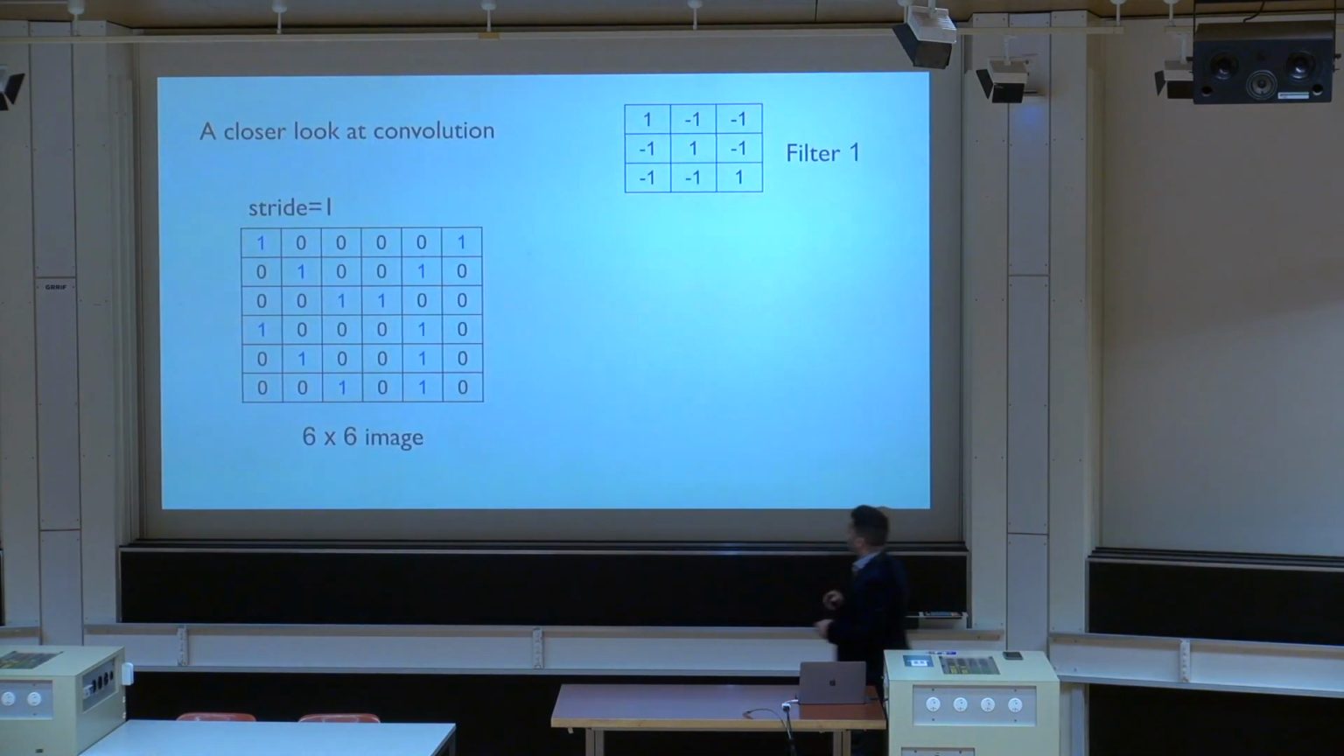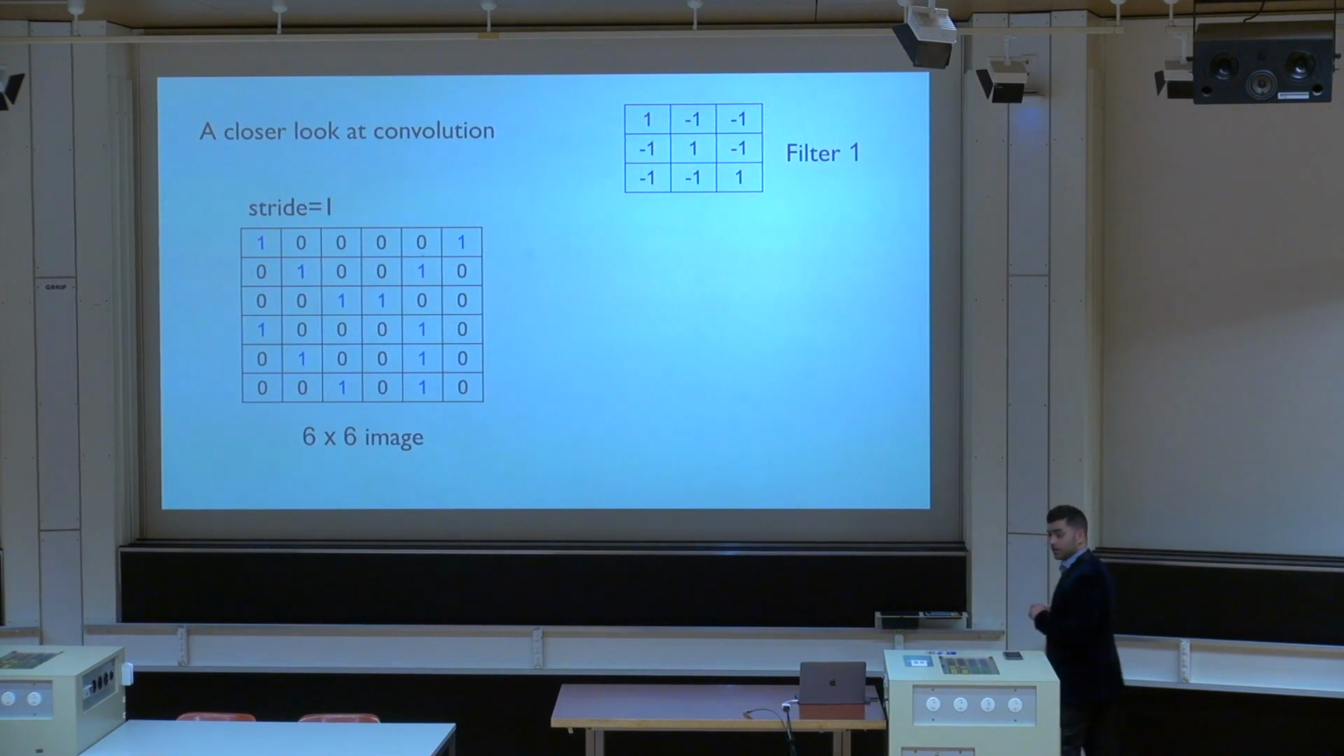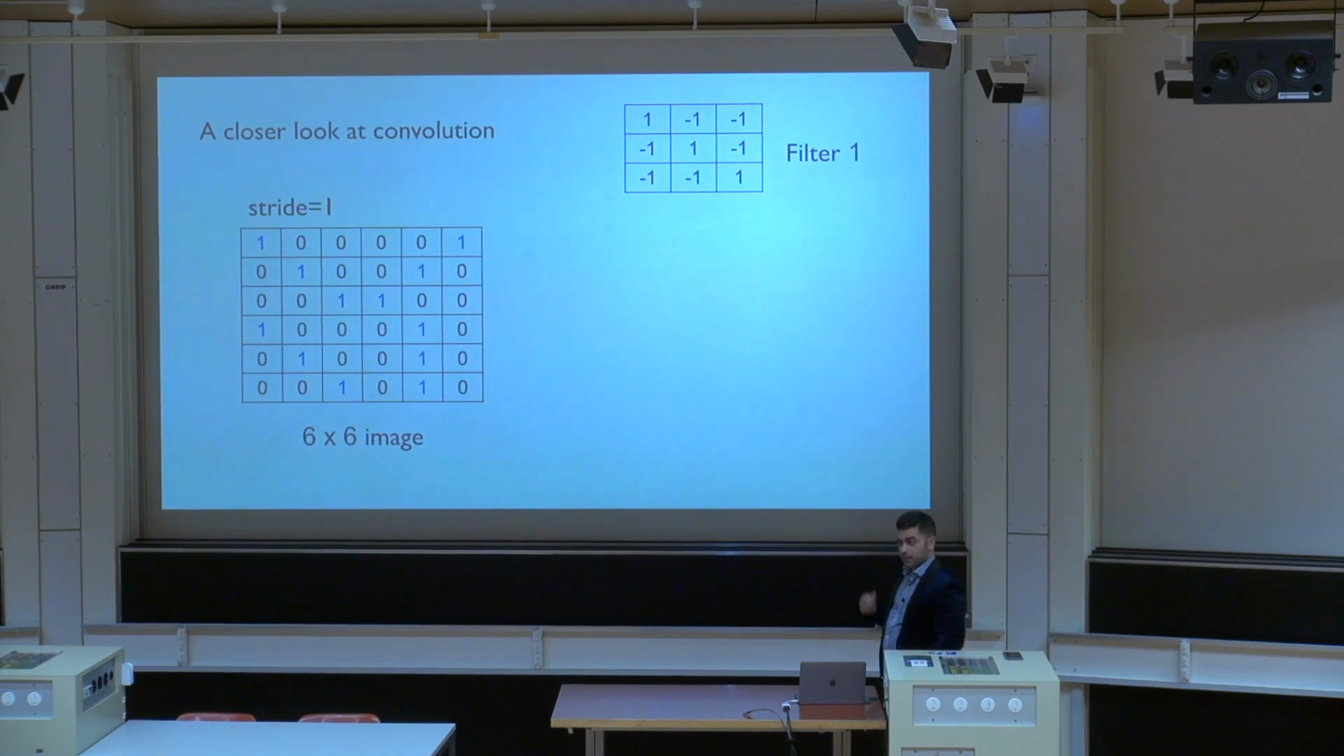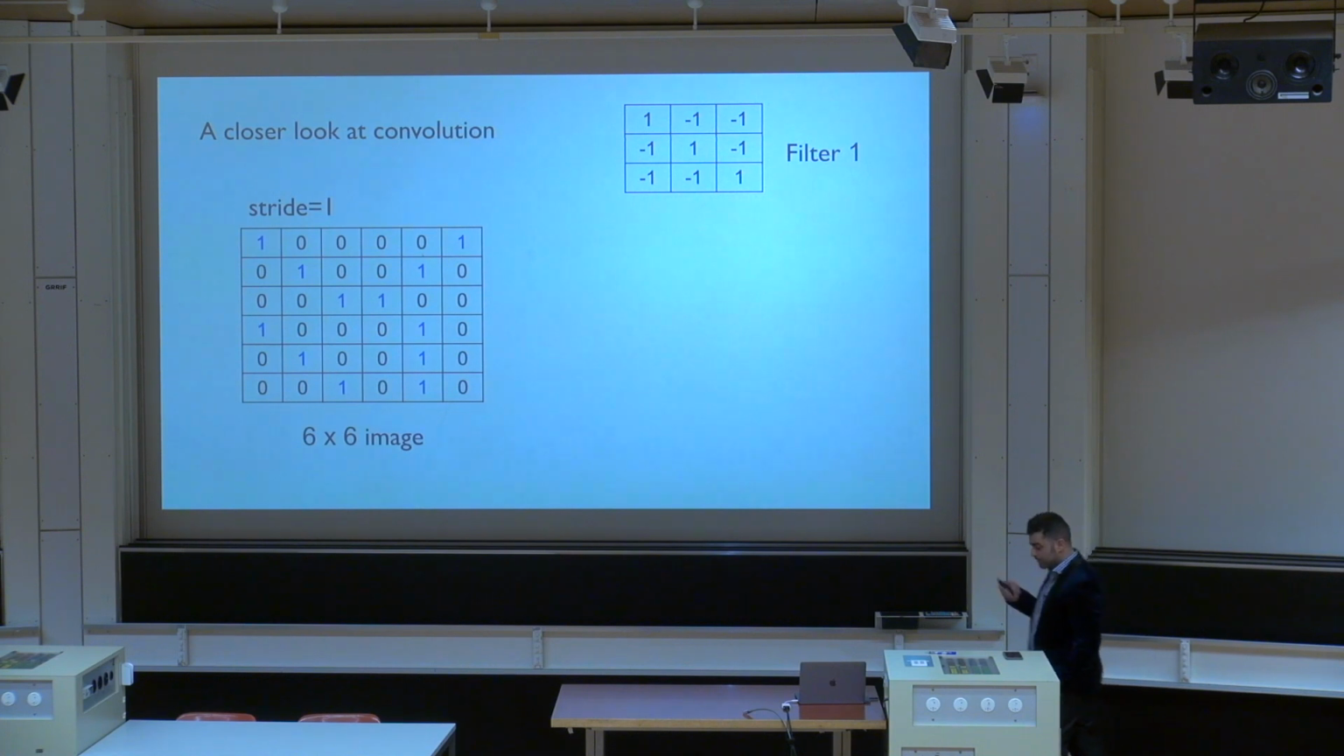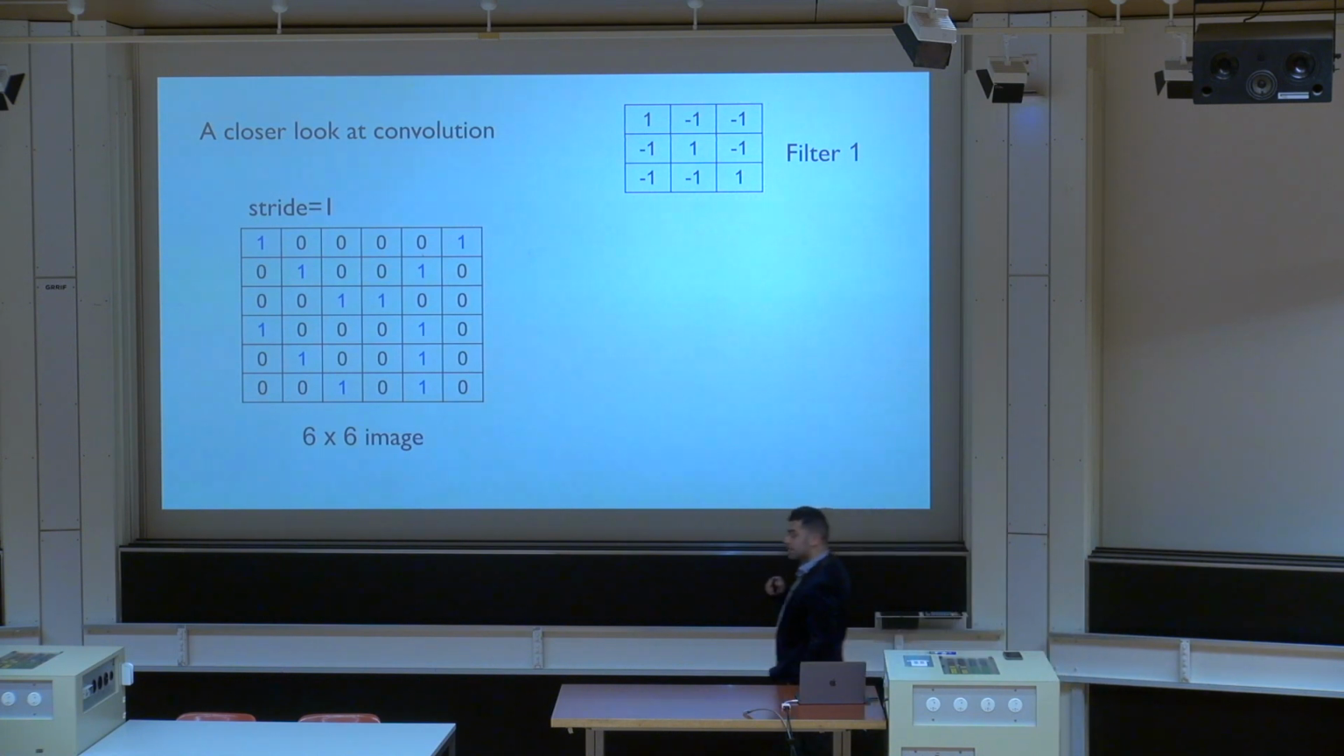Okay, so let's have a closer look at the convolution. Just imagine we have the filter at the top here, 3 by 3. When I say dot product, how does it work? This filter is like a diagonal edge detector, you see? And we want to apply this filter on the input 6 by 6 image. So how does it work? There's a hyperparameter called stride size. Stride size basically says how much you want to shift your filter, okay? In this case, it's 1.